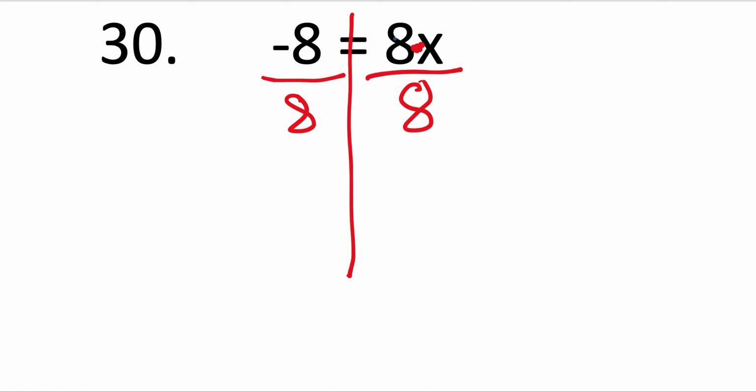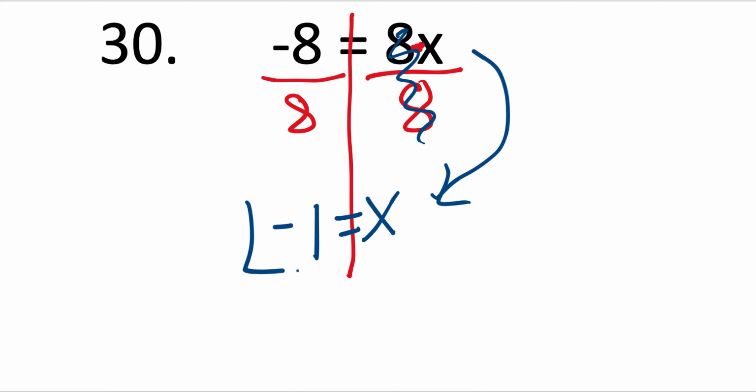I go back to this side. 8 divided by 8 is 1. It cancels out. I bring down my letter x, bring down my equal sign. Negative 8 divided by 8 is negative 1. So that would be my answer to the equation. And that is today's lesson.